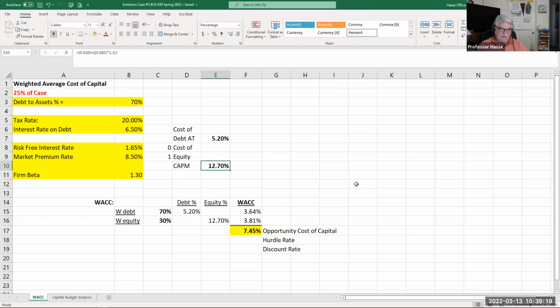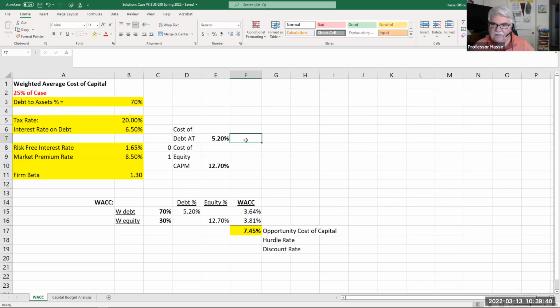3.81% is 30% of 12.7. Adding the two, I get 7.45%, our weighted average cost of capital, and that's our discount rate to be used in this problem. If you have an incorrect debt calculation, that's minus 5 points. If you have an incorrect equity position, that is minus 5 points as well.